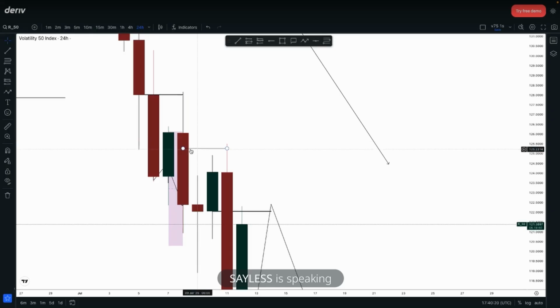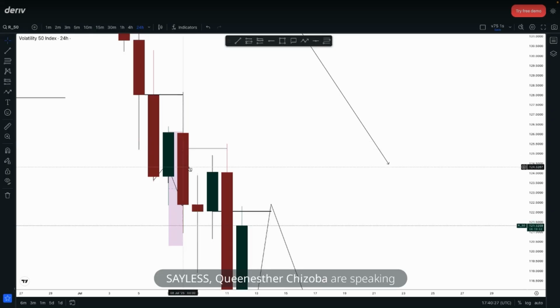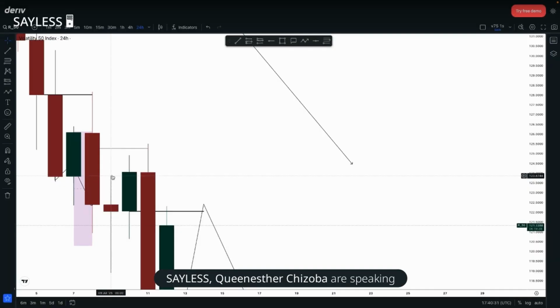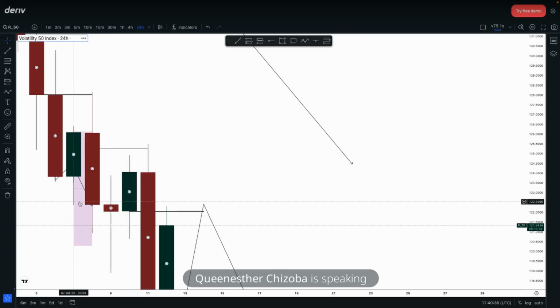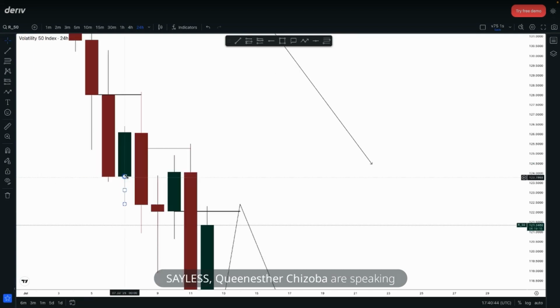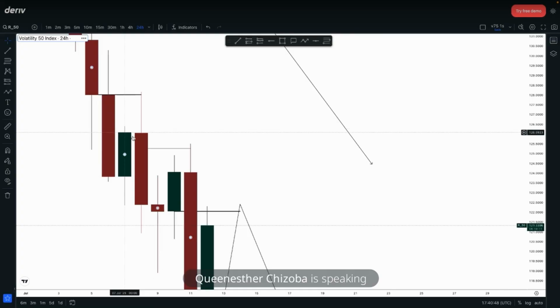Does that make sense now, Queen? I understand the concept. Okay. But now I'm looking at the chart. I don't know if it's just because it's lagging. Let me understand that concept now on the chart. Where the candle, where that bullish candlestick closes, is that what you're calling the resistance?